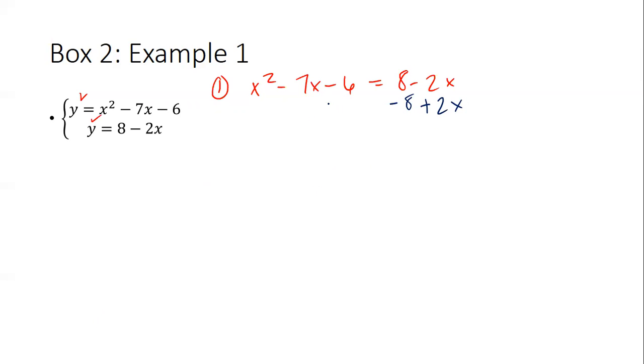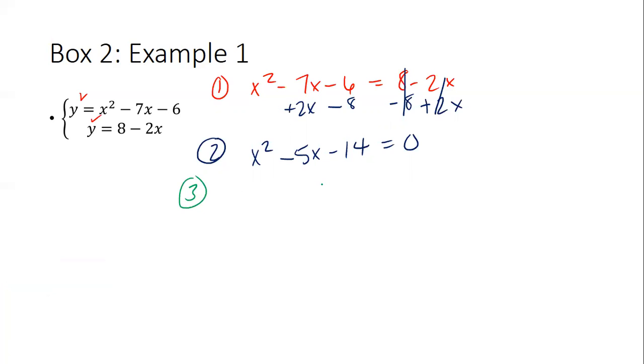So what I do to one side, I do to the other. Subtract 8 and add 2x. And so for step 2, I'm left with x squared minus 5x minus 14 equals 0. For step 3, we're going to solve. Again, you can solve by whatever means you want. I'm going to try by factoring. The reason why I'm going to try is because this is a simple trinomial.